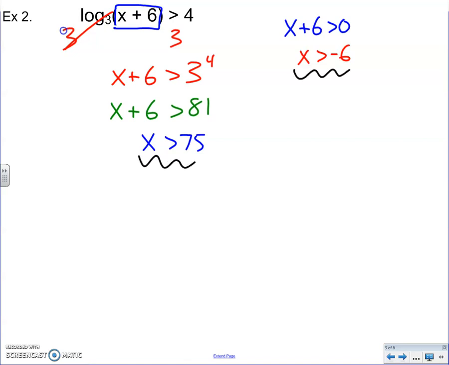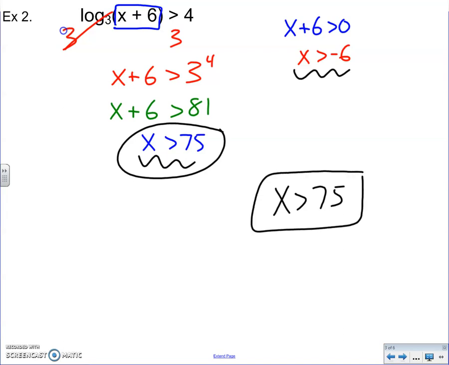This says x is everything bigger than negative 6. This other one says x is everything bigger than 75. Well, is everything bigger than negative 6 also bigger than 75? Answer is no. 10 is bigger than negative 6, but 10 is not bigger than 75. But if I go over here, is everything bigger than 75 automatically bigger than negative 6? Answer is yes, because for example, 76 is bigger than 75. 76 is also greater than negative 6. So the answer here is just x is greater than 75.